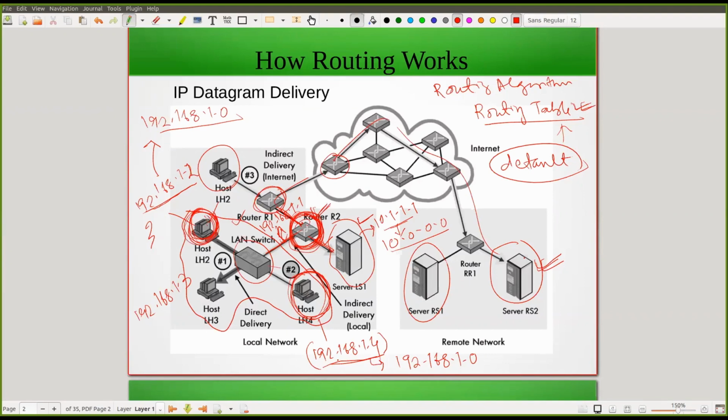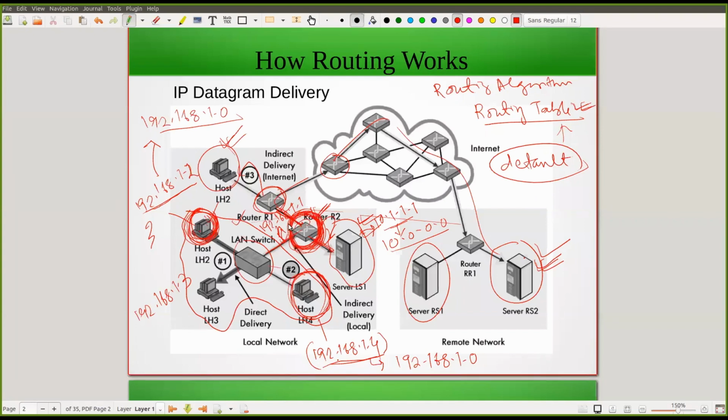Similarly, if this source machine wants to send a packet to this server, the packet has to come to this router, and this router will decide to deliver it to this interface. If this machine wants to send a packet to that machine, again the same. It doesn't matter whether the destination is this or this or this; the packet always has to come to this router. That's why this is called the default router. Any packet going outside of my network, I always have to send to my default router.